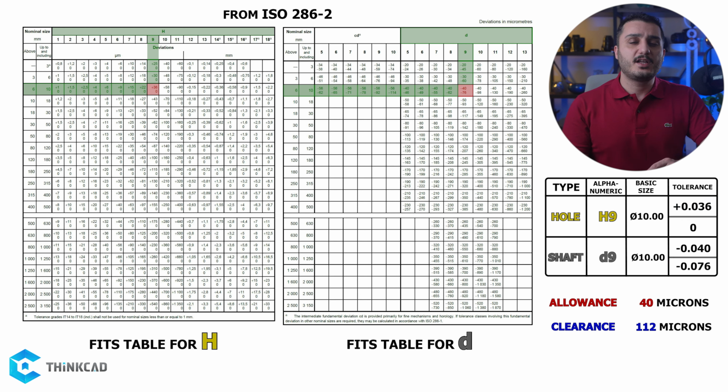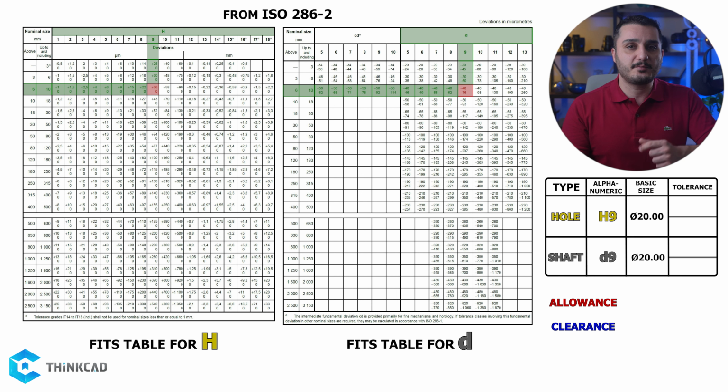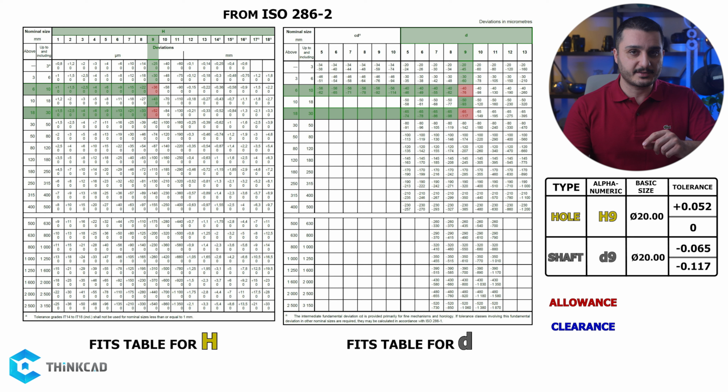Now as you would imagine, the same fit with a larger basic size instead of the current 10 mm can lead to larger tolerance, allowance, and clearance, which is common sense. Say we have 20 mm of diameter instead of the original 10 mm. This gives us 52 microns for the hole and shaft tolerances this time, which is 44% larger than what we had with a size half of this. Our allowance is also 65 microns now, and our clearance is 169 microns.